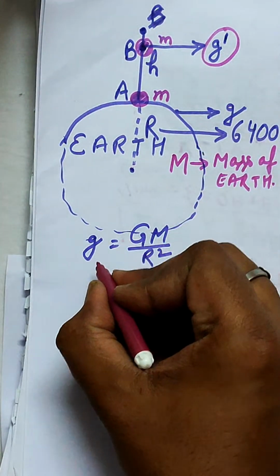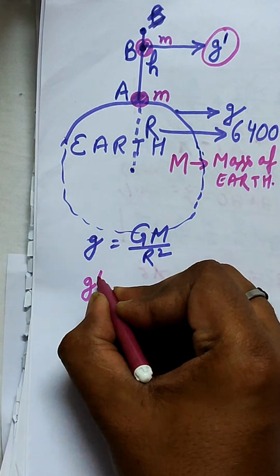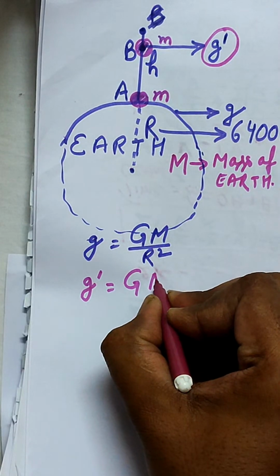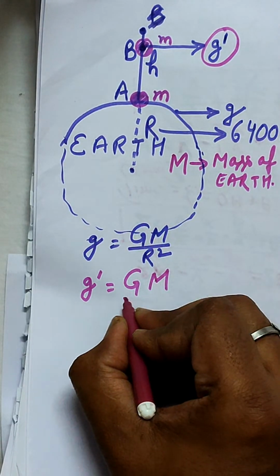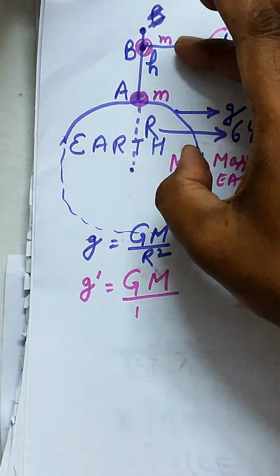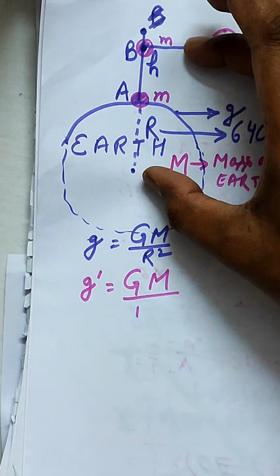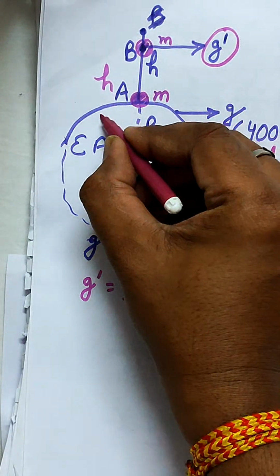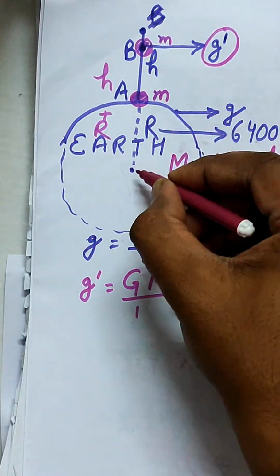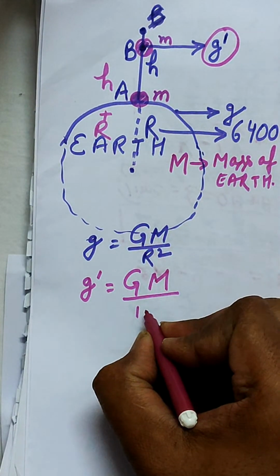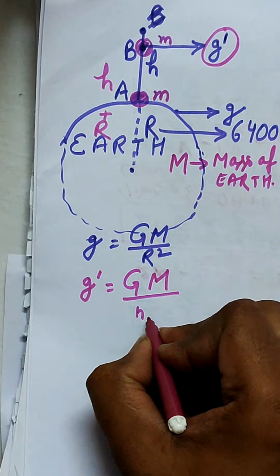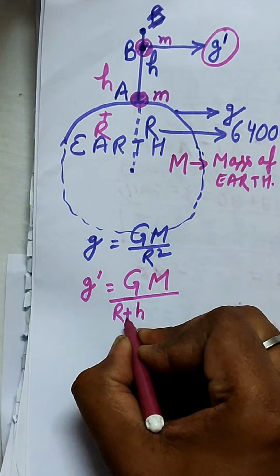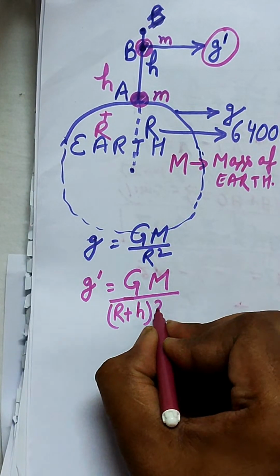Now if at this point the acceleration due to gravity is g dot, then this g dot at point b will look like this: GM by, here the mass m from the center of earth, you can see the height is this h plus this R, the radius. So this will be h plus R or R plus h, this whole square.